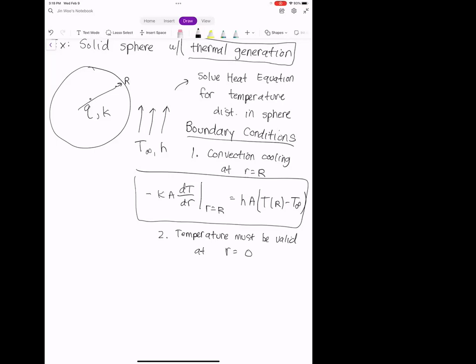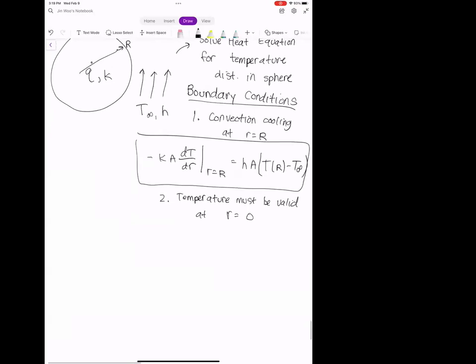Okay, because r is equal to 0 is actually in our domain. And so we have to solve for the temperatures there. Okay? And I'll give you a hint. And so this is not the solution to this problem because there's generation.